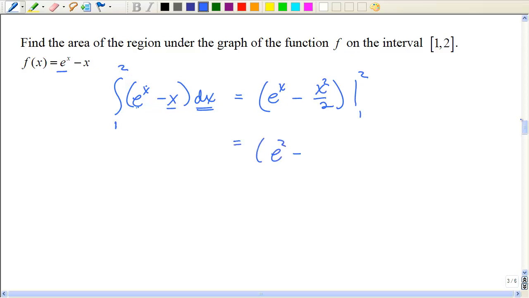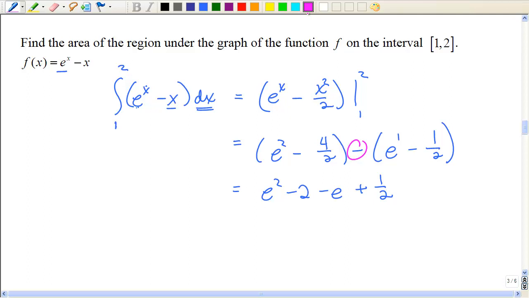So I have e squared minus 4 over 2 minus e to the first minus 1/2. All right, let's just leave the e's as e's for right now. Don't forget to distribute this minus sign. That's a very common mistake. All right, so I have e squared minus e, a negative 2 plus 1/2 is a negative 3/2.